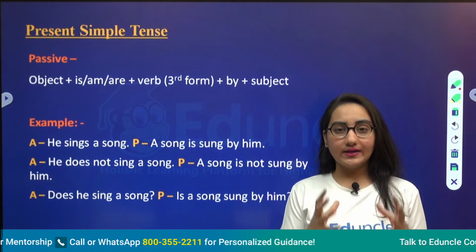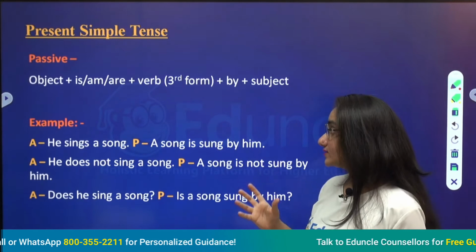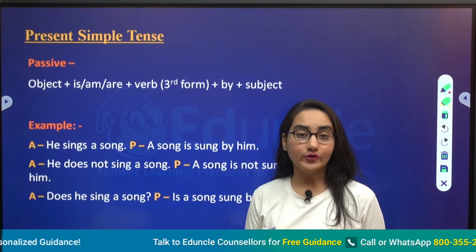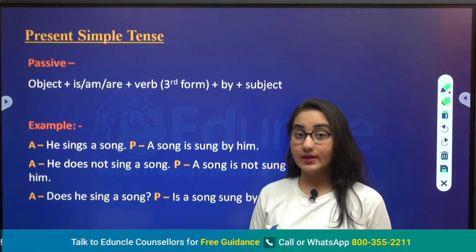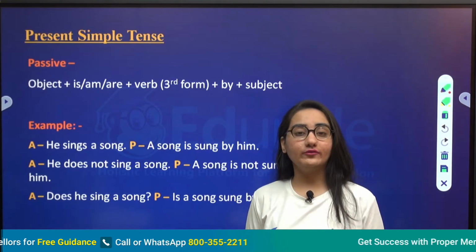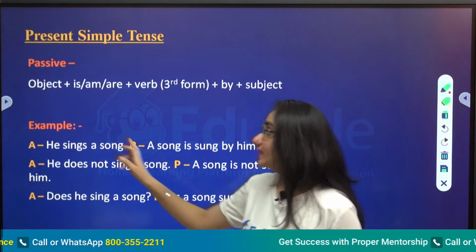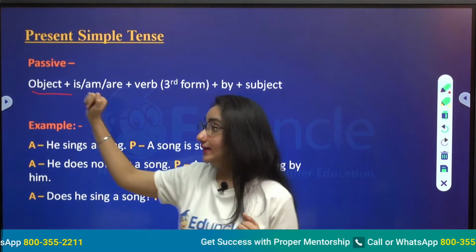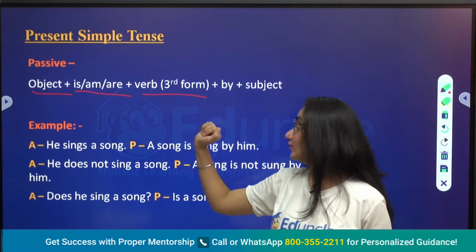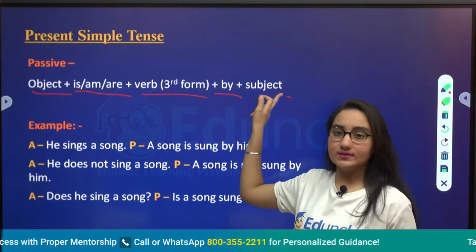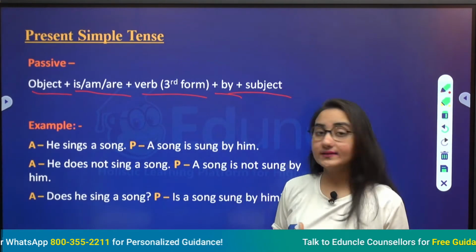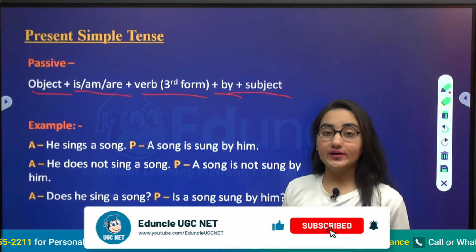Present simple tense का now let me just tell you the rule. What does the rule say? So if I am given any active sentence and I have to convert it into a passive voice, and that sentence is of a present simple tense, what will be the rule to convert that particular sentence? So the rule says first is the object plus is/am/are plus the third form of the verb plus by and then the subject. So this is the rule when we convert any particular active voice sentence that is of present simple tense.